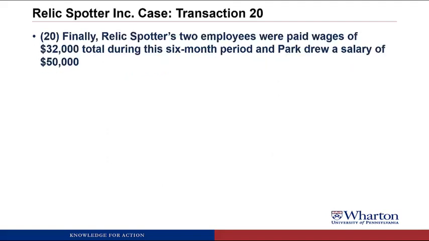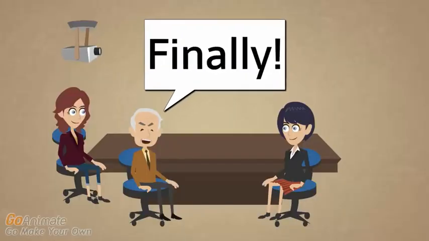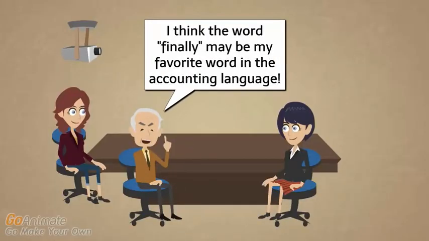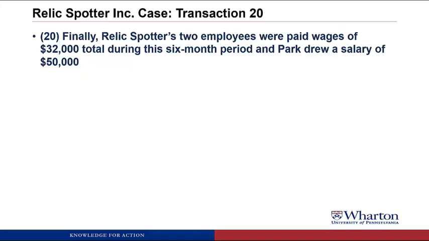Transaction 20. Finally, Relic's. Finally, I think the word finally maybe my favorite word in the accounting language. Ha ha. Let's try that again. Relic Spotter's 2 employees were paid wages of $32,000 total during the 6-month period, and Park drew a salary of $50,000.